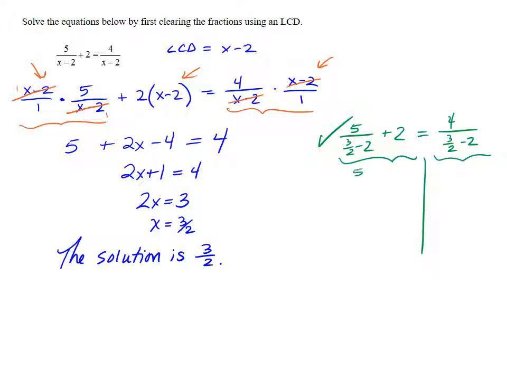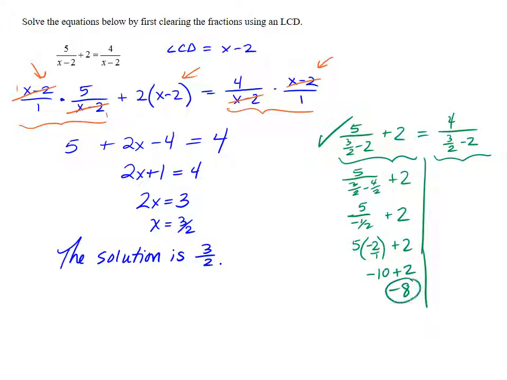So we have 5 over, do the subtraction there, 3 halves minus, we need a common denominator, 2 is the same thing as 4 over 2. So that's going to be 3 halves minus 4 over 2, which is negative 1/2. 5 divided by negative 1/2. Remember, when you have a number divided by a fraction, you flip and multiply. So this is 5 times negative 2 over 1, or just negative 2. We still have the plus 2, and then 5 times negative 2 is negative 10, plus 2 is negative 8. So we've got negative 8 on the left.